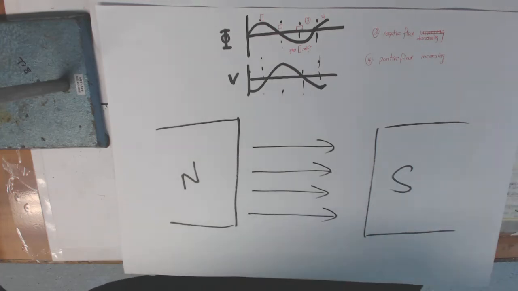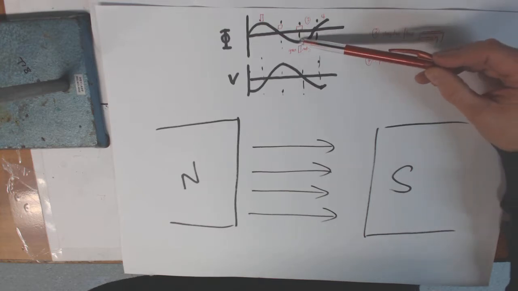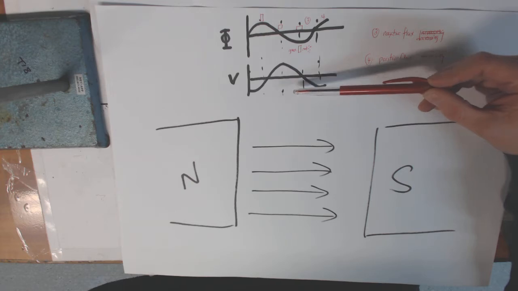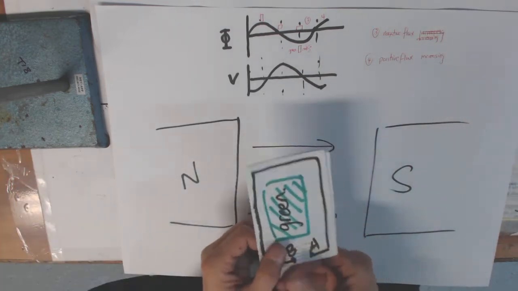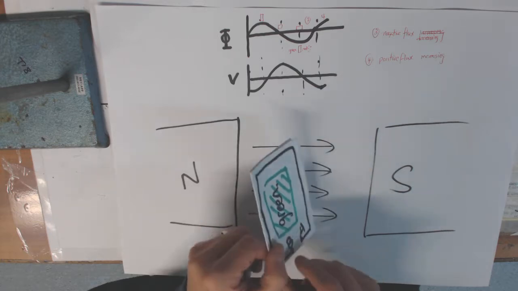Alright, what I'm going to try and explain here is when we've got this graph of flux and the graph of voltage, it's all based on a coil rotating in a magnetic field. So this is our generator.